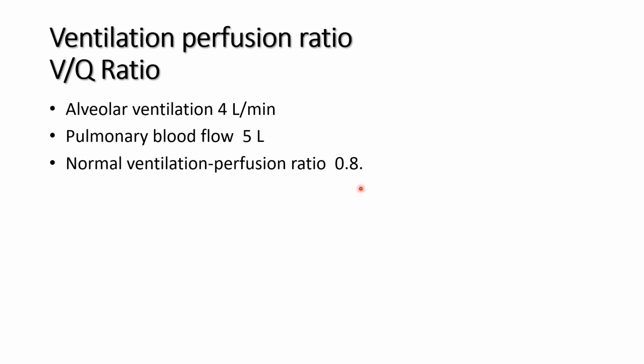So it is the average ventilation perfusion ratio. It is not the same in all places of the lung. The apex has a different ventilation perfusion ratio, and the base has a different ventilation perfusion ratio. In the middle of the lung, it may be 0.8. So we will discuss this in the next slides.